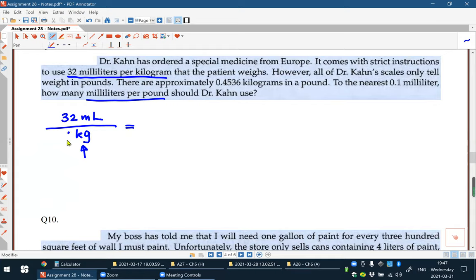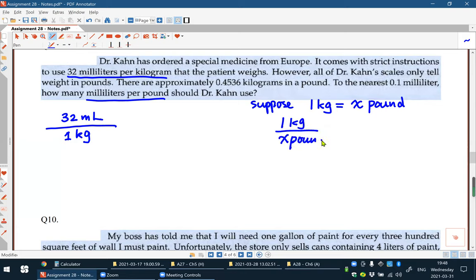We need to know how many pounds are there in 1 kilogram, right? Okay, so suppose 1 kilogram is X pound. Okay, that means 1 kilogram over X pound, this ratio should equal to this one, right? If we have X pound, we have 1 kilogram.